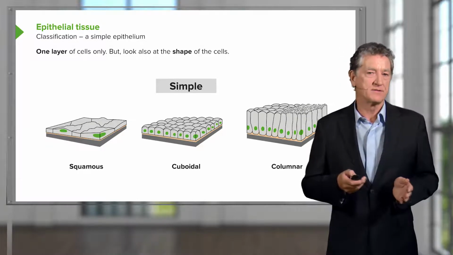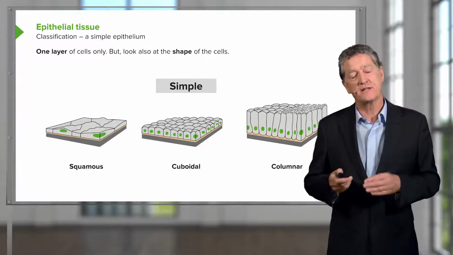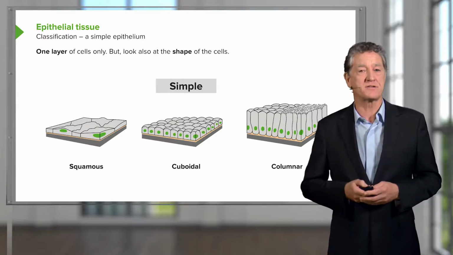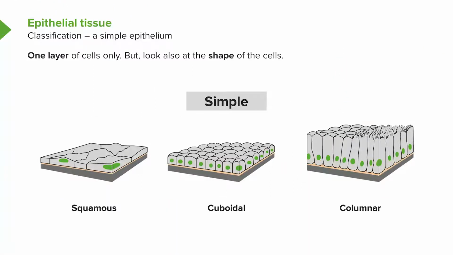If the height, the width, and the depth of the cell is about the same, we call it a simple cuboidal epithelium. And if the height is far greater than both the width and the depth, then we call it a simple columnar epithelium.